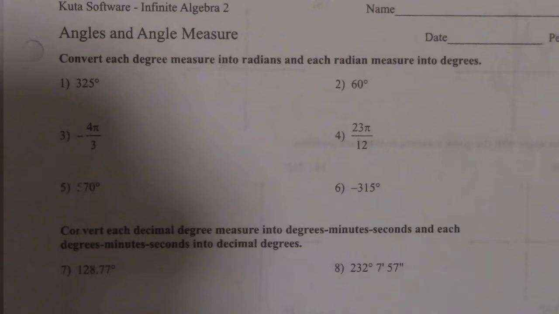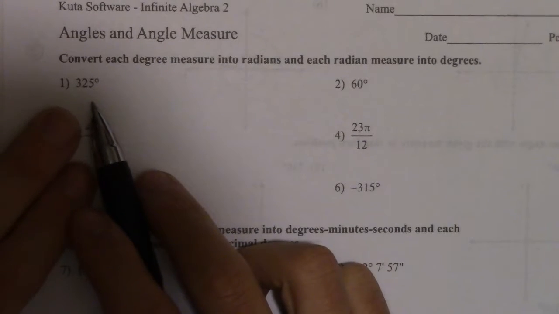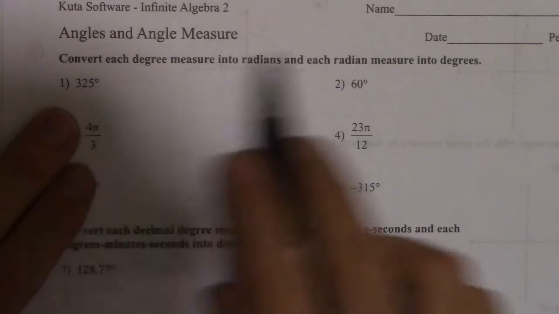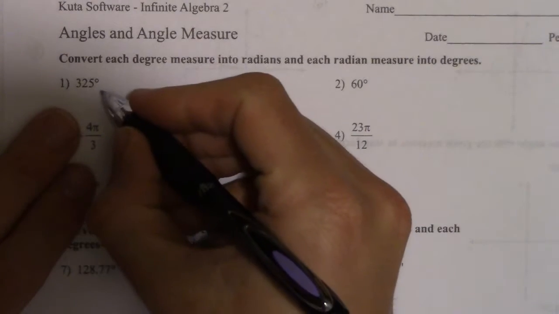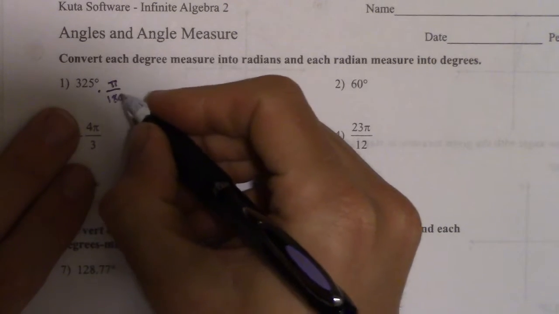So we're just going to go a quick rundown of some of the various homework questions. Starting off, the first one, we've got 325 degrees. We know it's degrees because of the degree symbol. I want to turn it into radians, so I'm going to go by my multiplier of pi over 180.